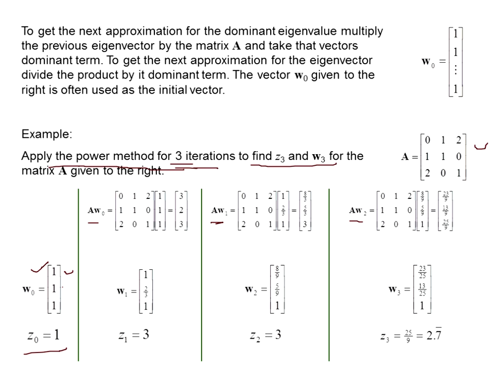So we will multiply AW naught. The value of A is given inside the question, and W naught is the eigenvector. You multiply 1, 1, 1 with the first row, first column, and you will get 3. Similarly, second row, first column, you multiply and you get 2. Similarly, third row, you multiply and you get 3. So this is the vector that we are getting.